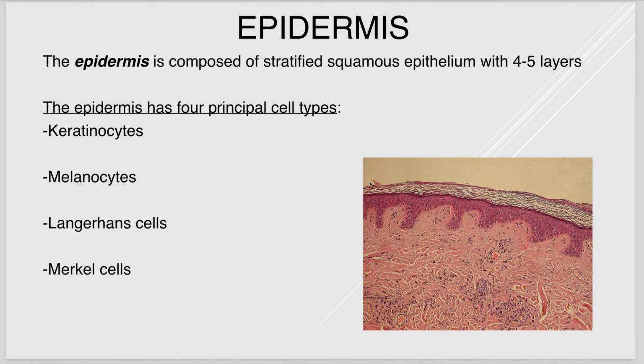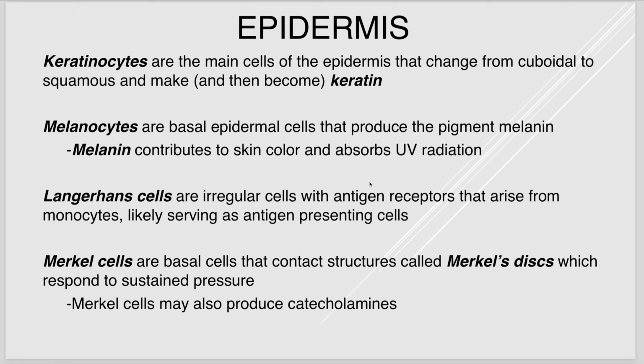So the epidermis is stratified squamous epithelium, and it has 4 layers in most places, 5 layers on the palms of the hands and the soles of the feet. And there are 4 principal cell types, which we'll talk about here. So keratinocytes, these are your basic cells of the epidermis. And they'll make keratin, and then they will contain keratin.